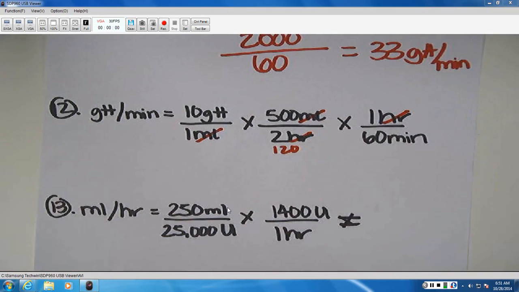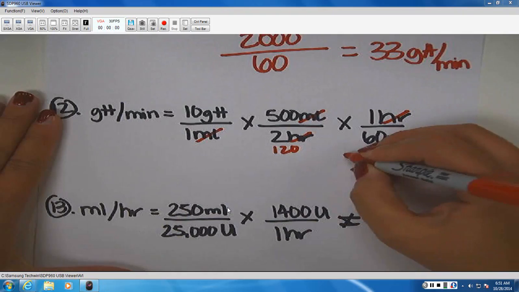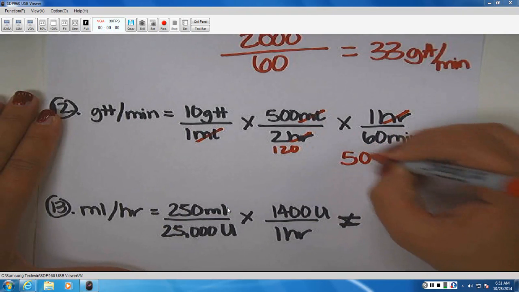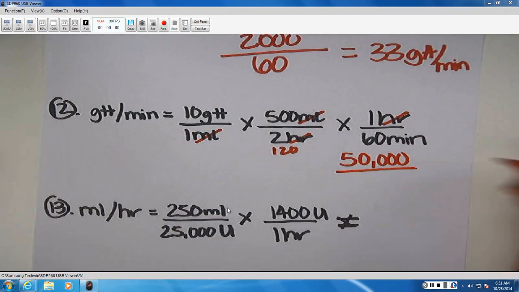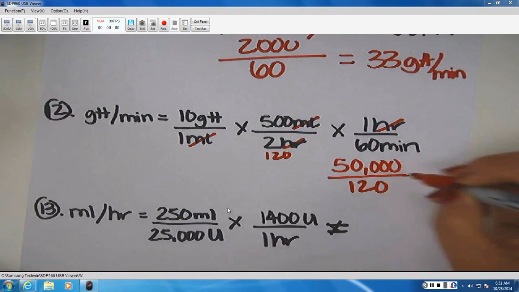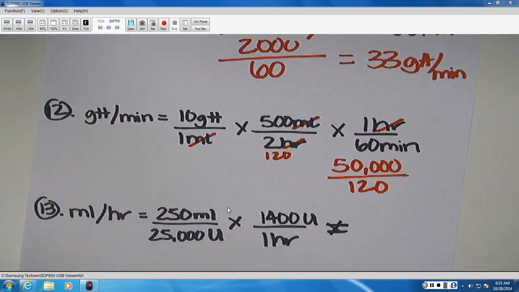Now we're just going to multiply straight across. So 10 times 500 equals 5,000, over 120. So 5,000 divided by 120.